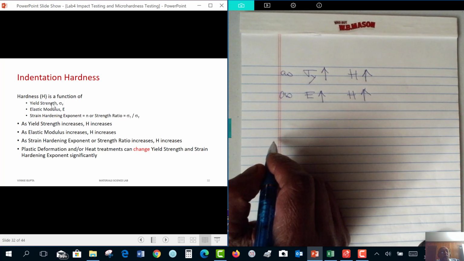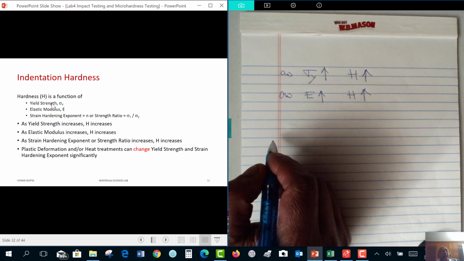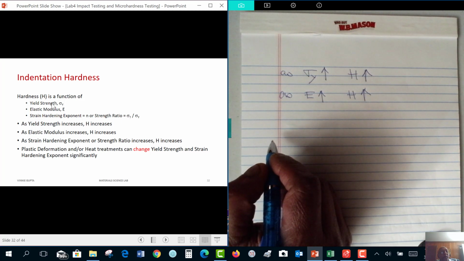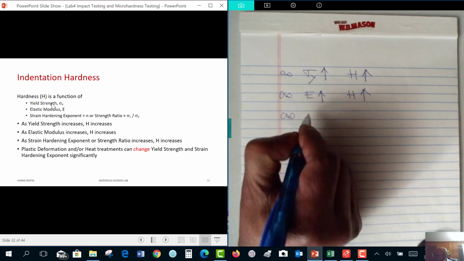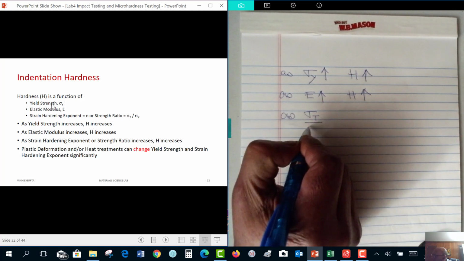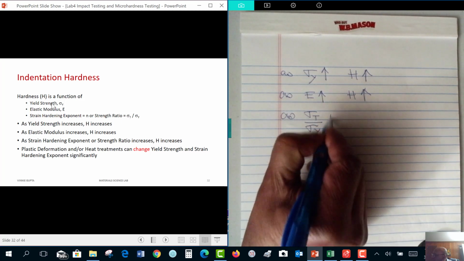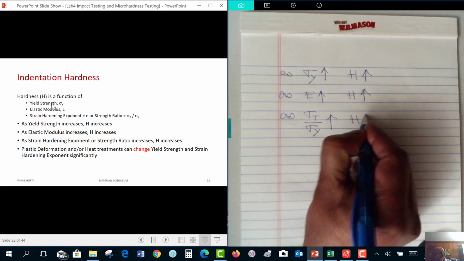And then there are two measures of strain hardening behavior. One is called the strain hardening exponent, N. You can look it up in your book. The other one, much more practical to me, is the strength ratio that we have been using. And as the strength ratio increases, again, hardness increases.